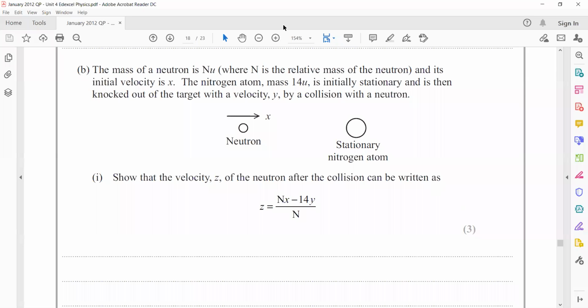Okay, discussion. The mass of the neutron is Nu, where N is the relative mass of a neutron, and its initial velocity is x. The nitrogen atom has a mass of 14u. It is initially stationary and then it is knocked out of the target with a velocity y by collision with the neutron. Show that the velocity z of a neutron after collision can be written as this. So how can you write this?